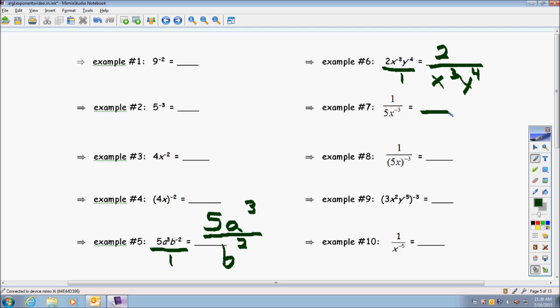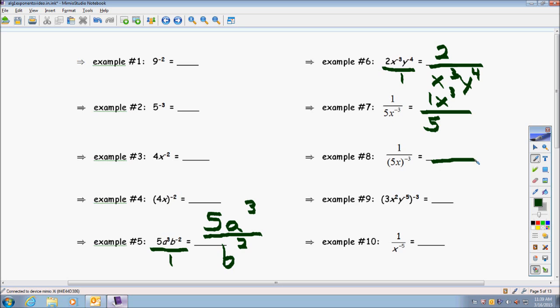So what you have is your fraction bar. The 1's okay. The 5's okay. The x negative 3 is bad. It needs to be moved upstairs to become good. You don't need that 1 there, but you can put it there. No big deal. Okay, 7 and 8, very similar, but you can see number 8 has the parentheses.